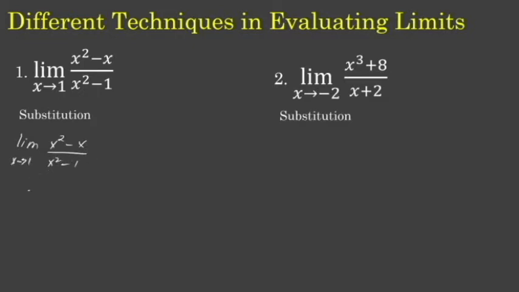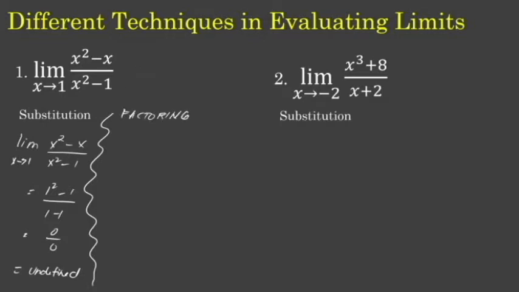So substitute natin, we have 1 squared minus 1 over 1 minus 1. That will give us 0 over 0. And 0 over 0 is undefined. So that means, hindi natin siya pwedeng gamitan ng substitution. So ano yung pwede pa natin gamitan? So try natin yung tinatawag nating factoring method. Ayan, so factoring method.